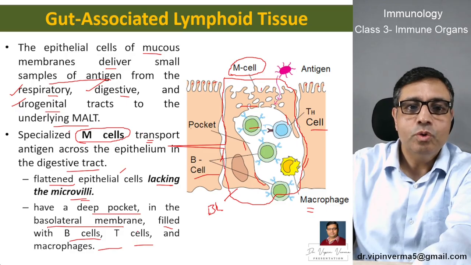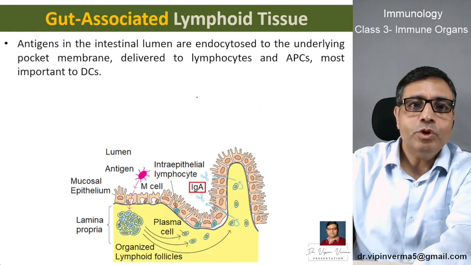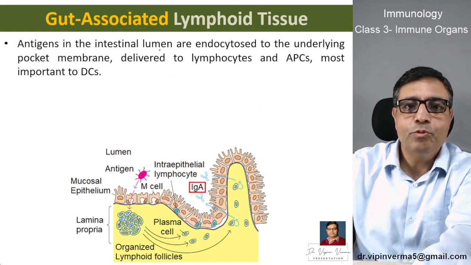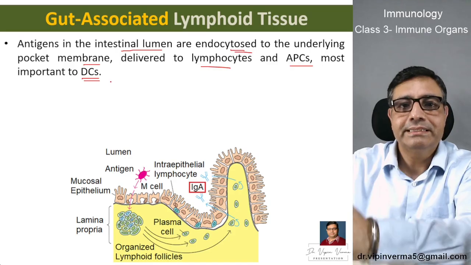The function is to transport a sample of the antigen. So this antigen will be transported as a sample, just to show what kind of antigen it is. Okay. So antigens in the intestinal lumen are endocytosed into the underlying pocket membrane, delivered to lymphocytes and antigen presenting cells, and most important, to the dendritic cells.